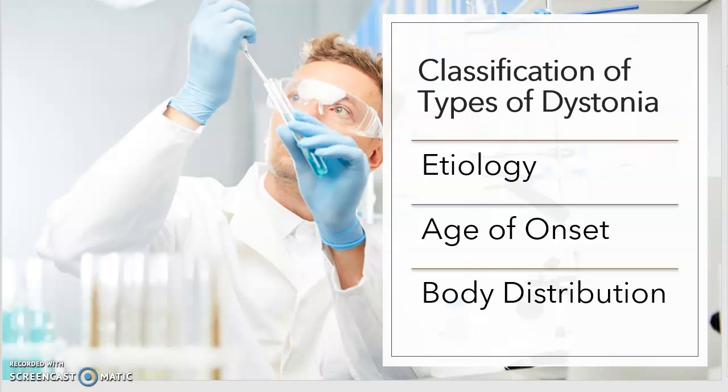Classification of types of dystonia. Dystonia is a highly variable, often misunderstood disease, which can make it difficult to differentiate between various types to determine best treatment options. There are three major factors to consider when distinguishing a diagnosis of dystonia: etiology, or the causative origin of the disease, the age of onset, and the affected area of the body.